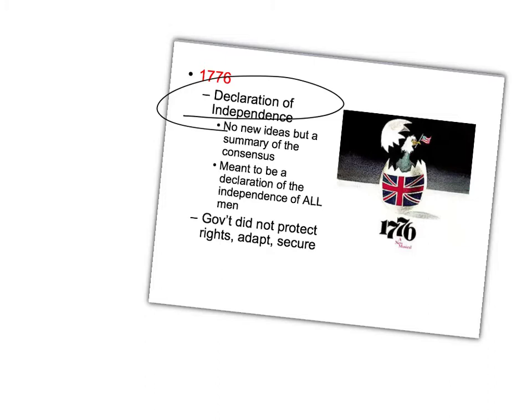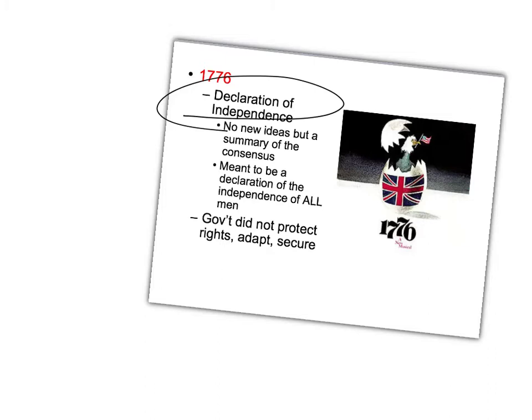The Declaration of Independence, although it was very revolutionary, didn't have any new ideas, but it was a summary of the consensus of a bunch of ideas: that people should be allowed to make changes in their government when their government no longer suits their needs. It was meant to be a declaration of the independence of all men, not just the Americans. It was meant to be a declaration of all British colonists. However, it was directly targeted, of course, to the Americans.